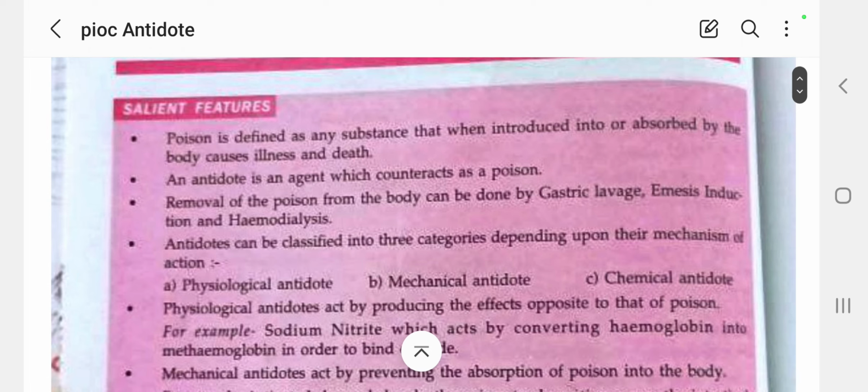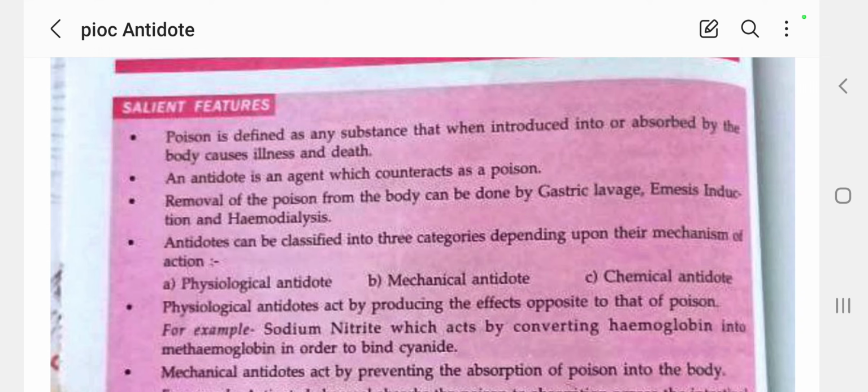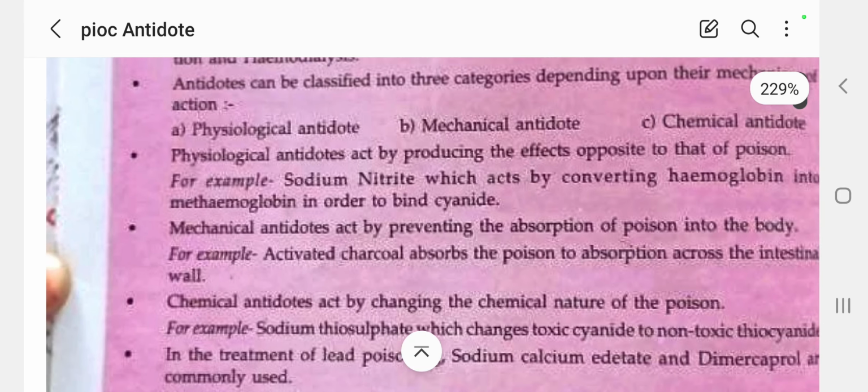Next, removal of poison from the body can be done by gastric lavage, emesis induction and hemodialysis. After a person intentionally or unintentionally ingests poison, the person suffers illness or sometimes it may lead to death. So in order to prevent illness or death, we treat them immediately by removing the poison from their body by gastric lavage, emesis induction and hemodialysis.